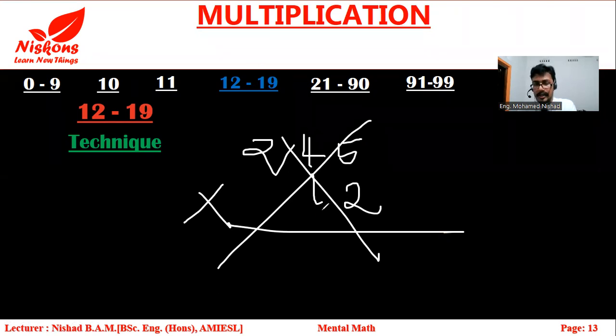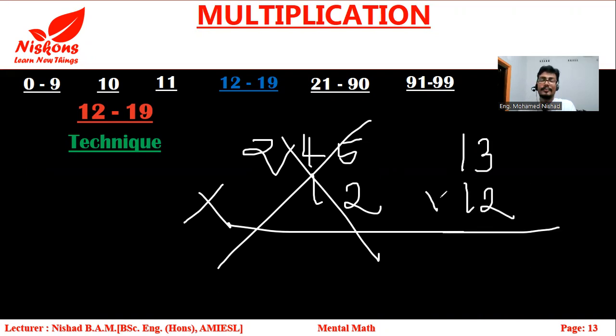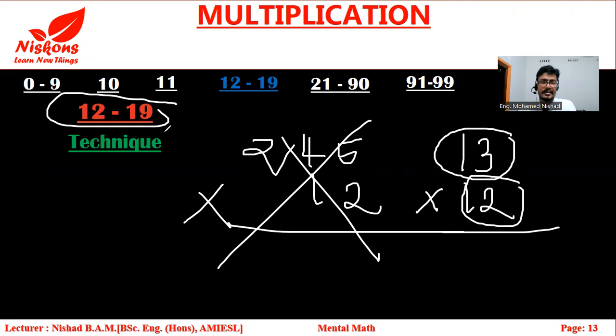Both the numbers may be 13 times 12. Okay, this one will work, right? Likewise, both these two numbers should lie between these limits. Then only it will work.